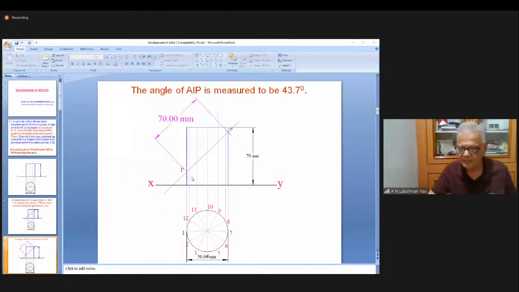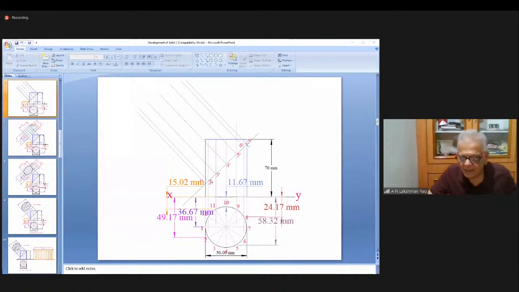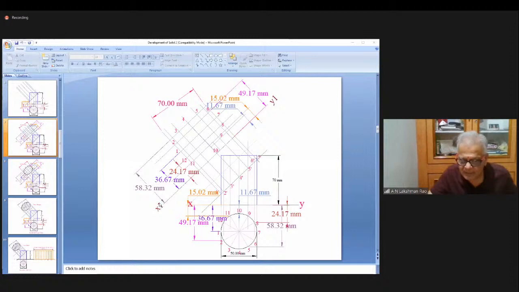Now I also measured it. It is 43.7. Because it is a computer, you are getting all this. You don't worry. Anything between 41 to 42 is okay. Don't worry much. Whatever is the angle given, just write there. Now, afterwards, I have to draw one new reference line X1, Y1 here, parallel to the section line. From 1, 2, 3, 4, 5, 6, draw perpendiculars. This is X1, Y1, the new reference line.